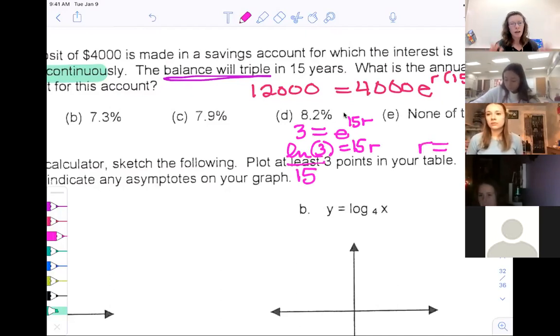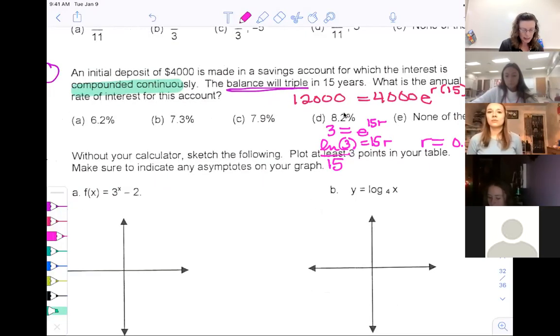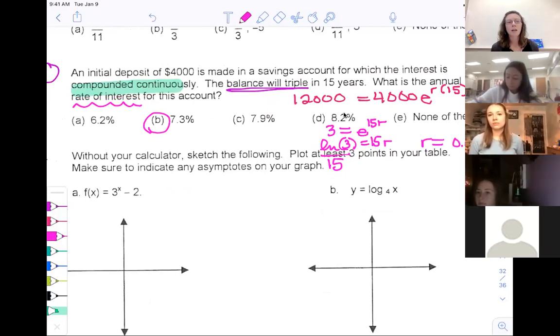So what did you get for r, directly from the calculator? What number did the calculator give you? I got 0.073. Yeah. So that is our numerical value, but this is asking for an interest rate. An interest rate you can see is given as a percentage. So if we create a percentage, it would be letter B, 7.3%. We have to change the numerical value back into percentage form. Any questions with that one?